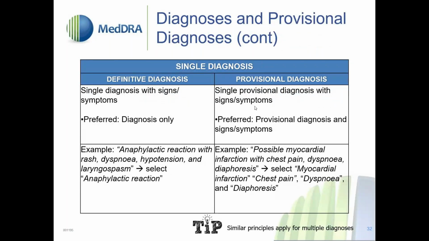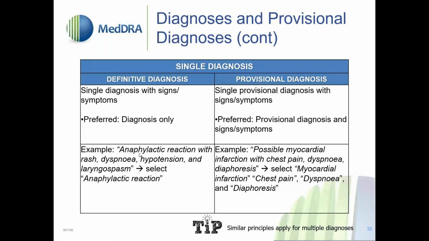Next, we have a different coding scenario where either a confirmed or a provisional diagnosis is reported with clinical signs and symptoms. For such coding scenarios, the PTC document provides a preferred and an alternative solution. For a definite diagnosis with signs and symptoms, the preferred option is to only extract and code the diagnosis. And here we have an example. Anaphylactic reaction with rash, dyspnea, hypotension, and laryngospasm. Then we would select anaphylactic reaction only, because these signs and symptoms are characteristic for the given diagnosis.